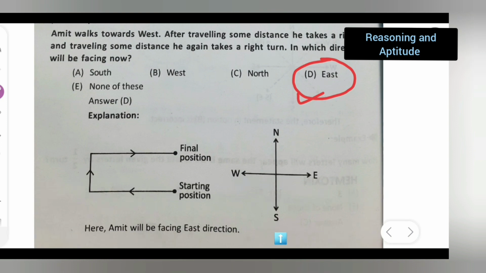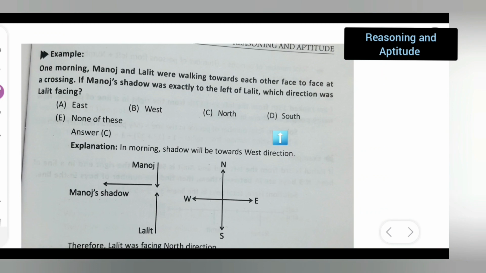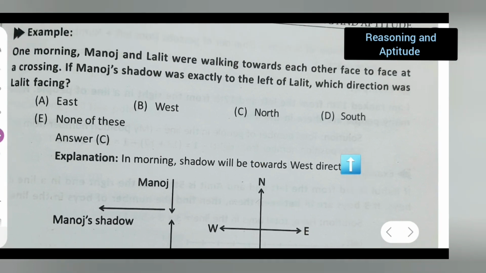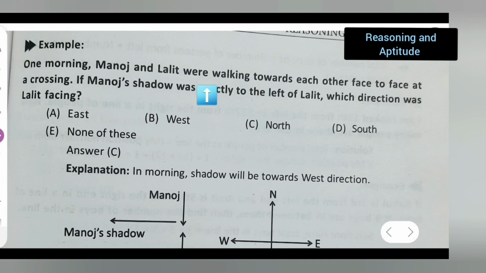Next, moving towards the next example. Let me rub this part. Okay. The next example is: one morning Manoj and Lalit were walking towards each other face to face at a crossing. If Manoj's shadow was exactly to the left of Lalit, which direction was Lalit facing?